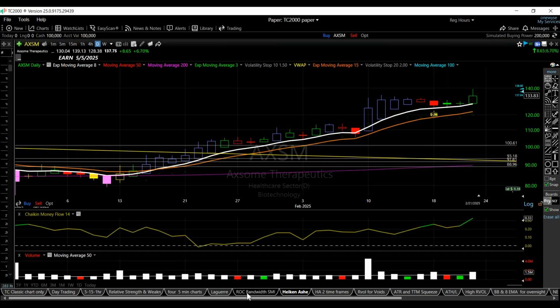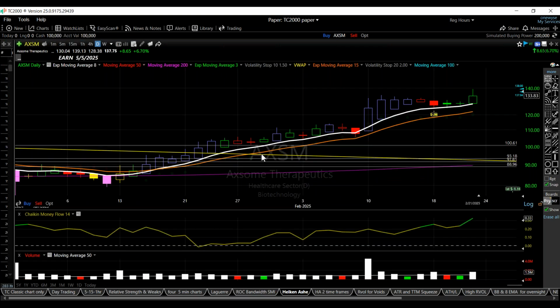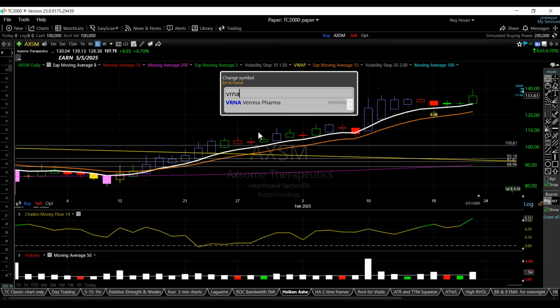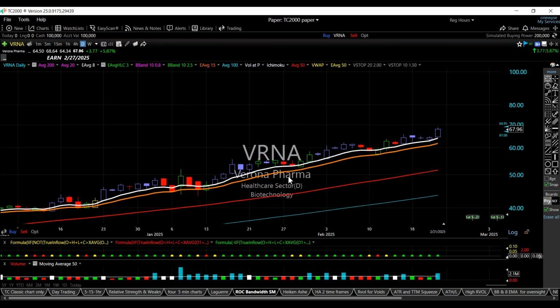And this is the standard setup on AXSM. Here's the Heiken on AXSM. I got one on VRNA. This is another one. Yesterday was a very bearish market day, by the way. So you notice we've got some biotechs in here that were bullish. But here's a Heiken on VRNA. Let's look at the regular candlesticks on here. This is a nice bullish trade, by the way.